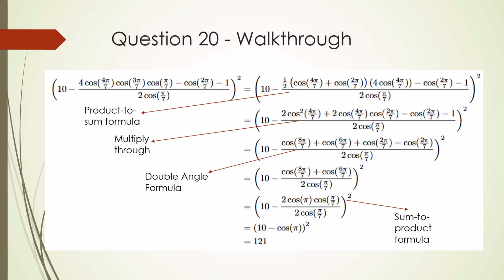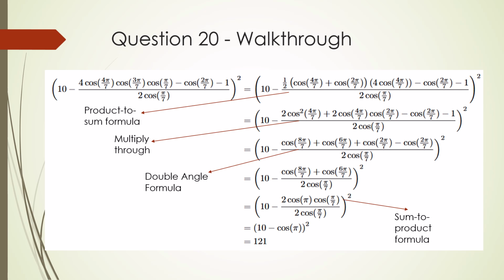Then what I next do is I multiply everything on the inside, and I get a 2 cosine squared 4 pi over 7 plus 2 cosine 4 pi over 7 cosine 2 pi over 7 minus cosine 2 pi over 7 minus 1. Then recollect from your trigonometry that 2 cosine squared theta minus 1 is your double angle formula for cosine theta. So 2 cosine squared theta minus 1 is equal to cosine 2 theta. So I use that fact in my next step to get the first and last term of the numerator of the fraction to be cosine 8 pi over 7.